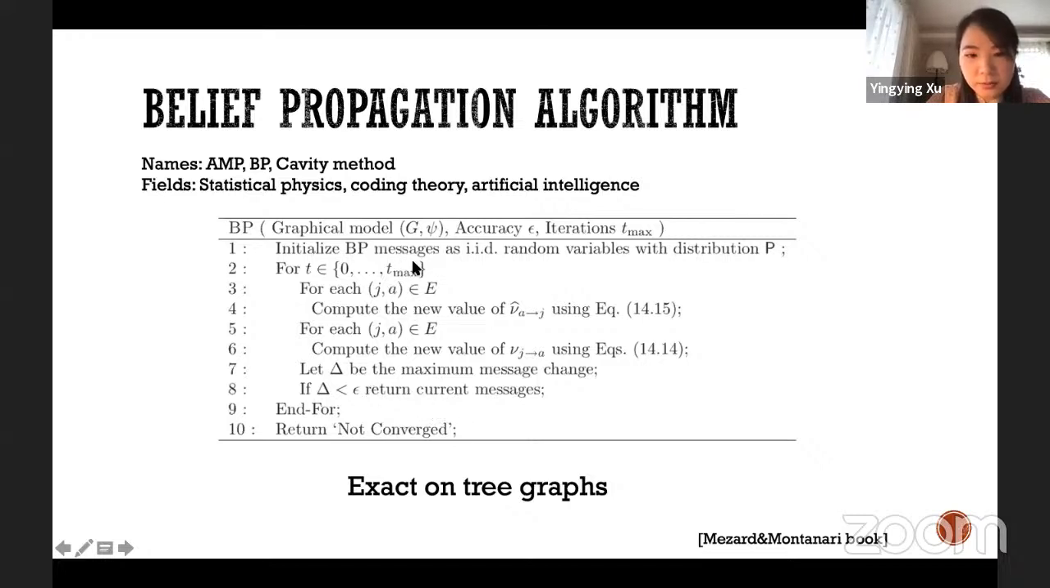If till the maximum step size the algorithm does not converge, then we output the not converged result. And this routine is exact on the tree graphs. When there's no loop on the graph, the converged result is exact.